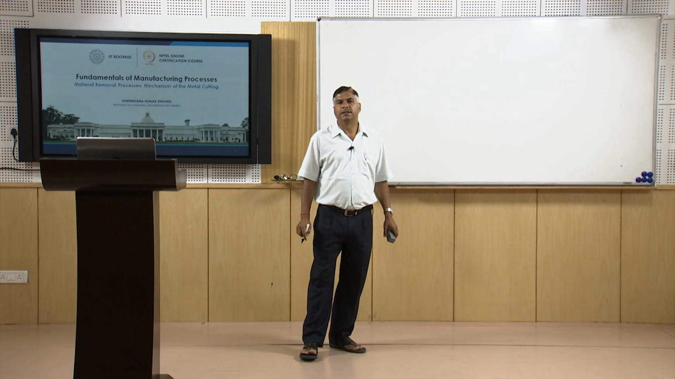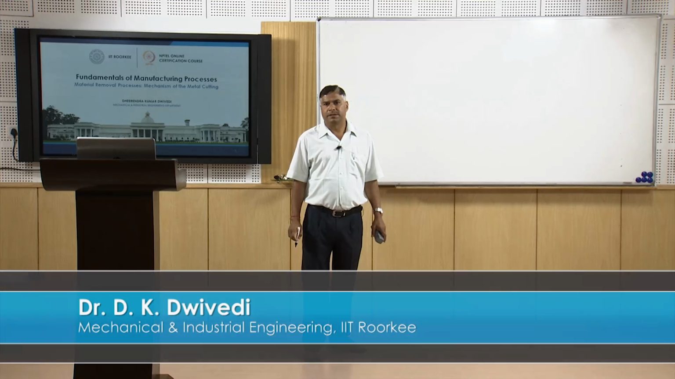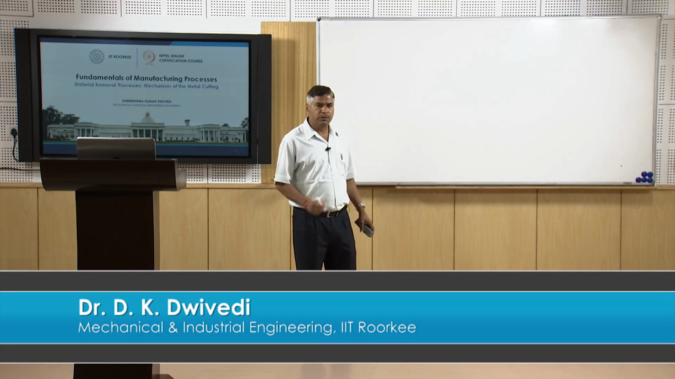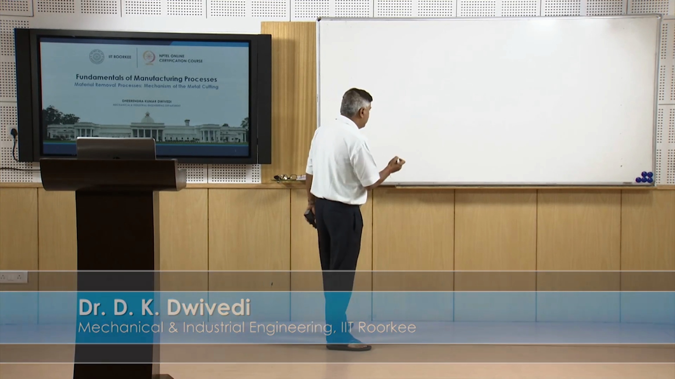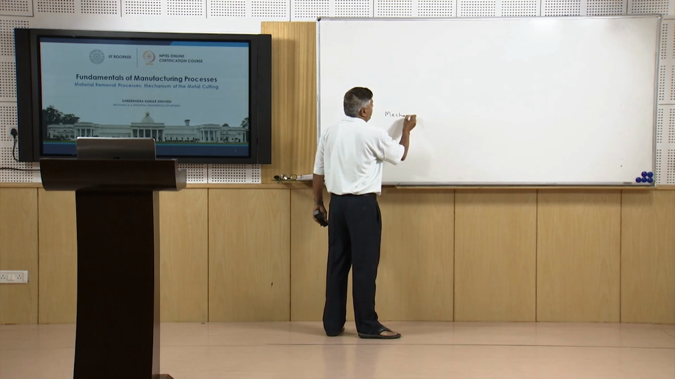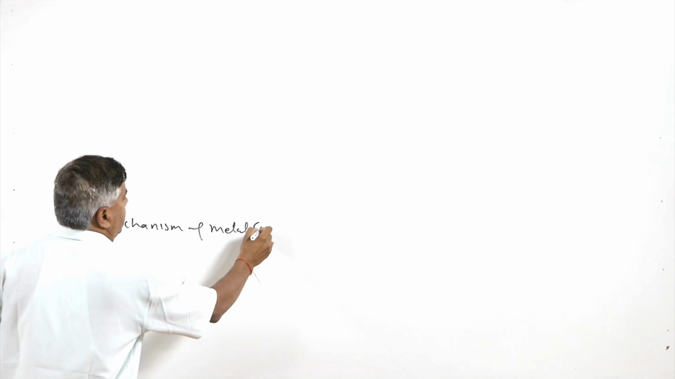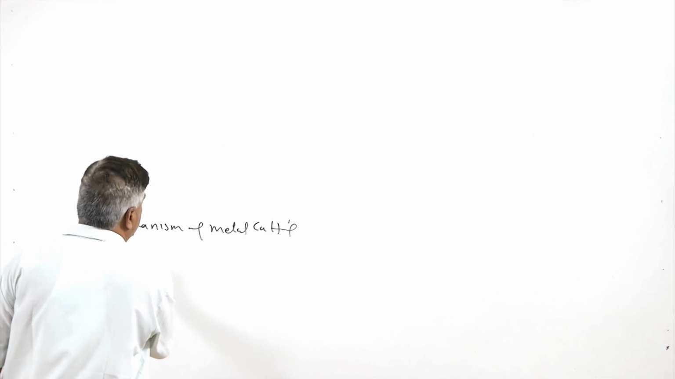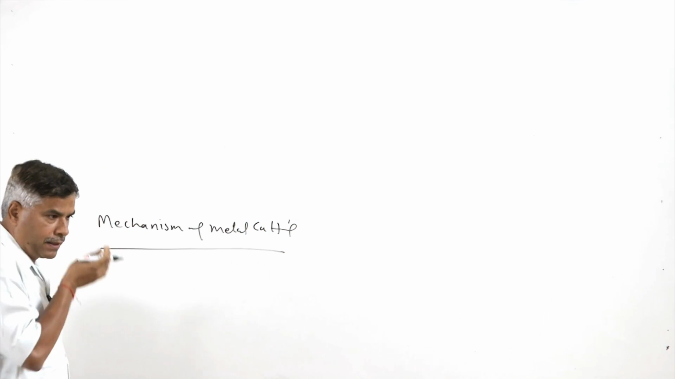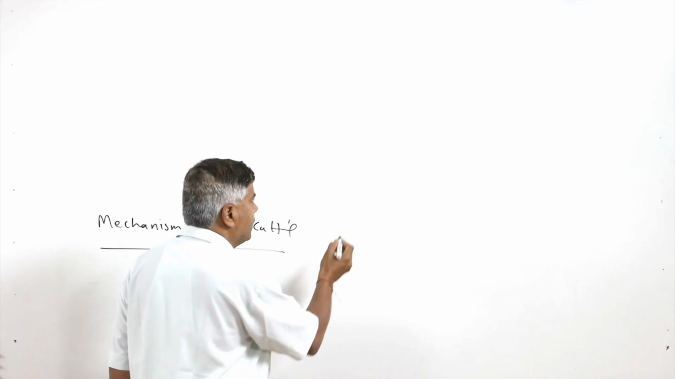I welcome you all to this presentation on the subject Fundamentals of Manufacturing Processes, and we are talking about the material removal processes. Today we will be talking about the mechanism of metal cutting. But before going into this mechanism aspect, as I have said, there are three important parameters.